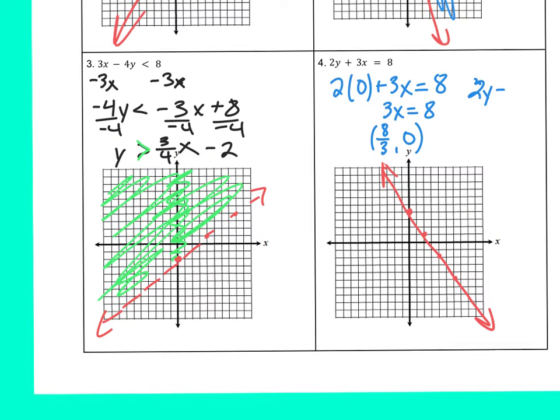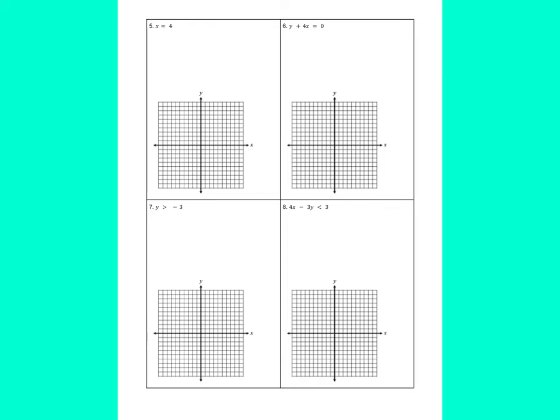2y equals 8, so y is 4, which just means 0, comma 4. Yeah, and that would be this point and this point right here. So I'd still have the same line. Okay, that's an option. Moving right along. A lot of us got this one. I walked around and looked as we were doing this. So x equals 4. What do we do?